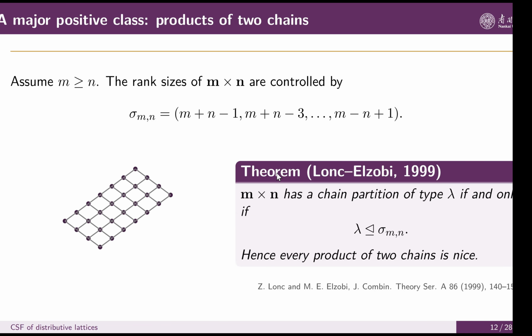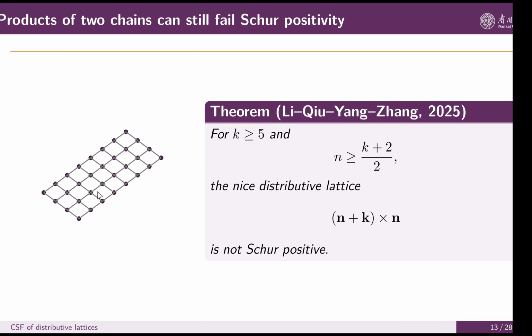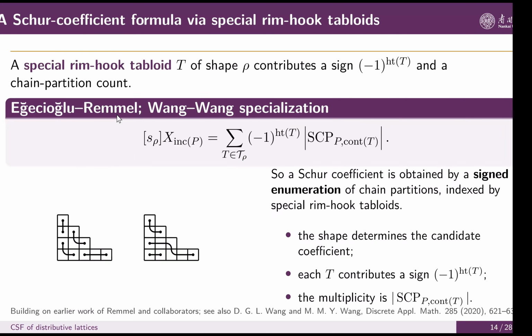So we want to consider this kind of product of two chains, and we also find an infinite family of products of two chains that are proved to be nice, but not Schur positive. What we use is the special rim hook tabloid method of Egecioglu and Remmel, which is actually a transition matrix from the monomial symmetric function basis to the Schur function basis.